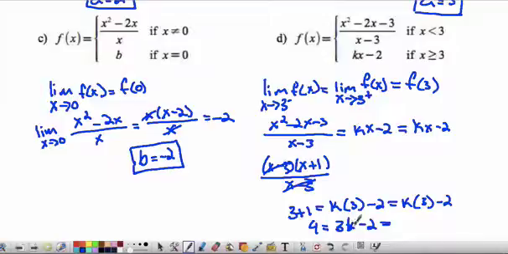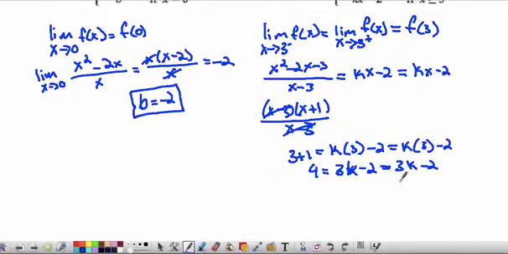Sorry, that's not an x. There we go. 3k minus 2. And then all we need to do is solve this. We can just pretend like this isn't here and just solve this like it's a two-step equation. So I'm going to take 4, add 2 would be 6, and then divide by 3, and I get k equals 2. So for this function to be continuous at 3, k equals 2.